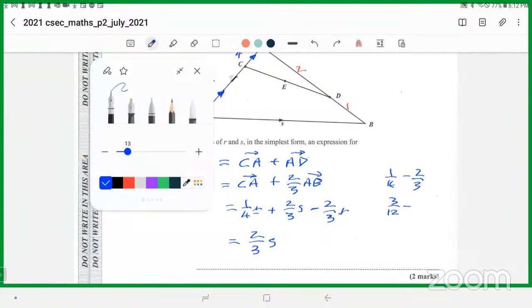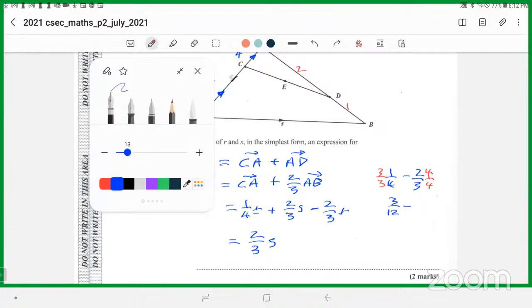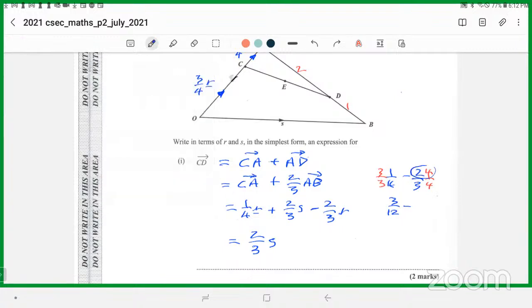So look what I did. Multiply this fraction by 3/3 because I want the denominator to become 12. Multiply this fraction by 4/4. Again, I want this denominator to be 12. I could have put them in a calculator, but I'm showing you how you can work it out. This becomes 8/12.